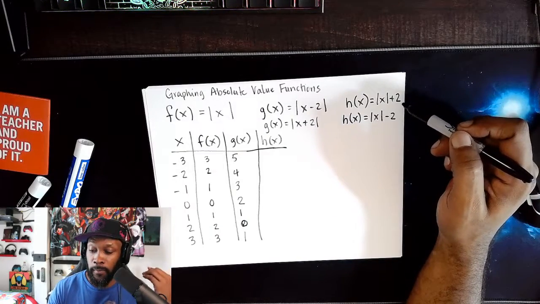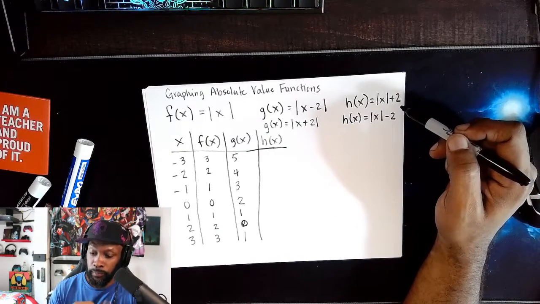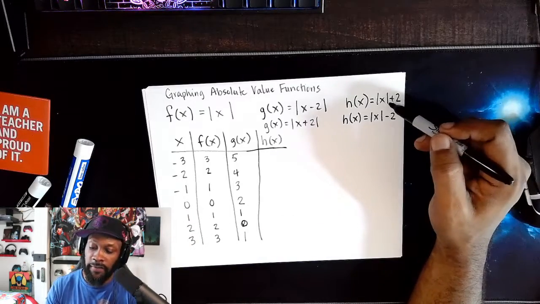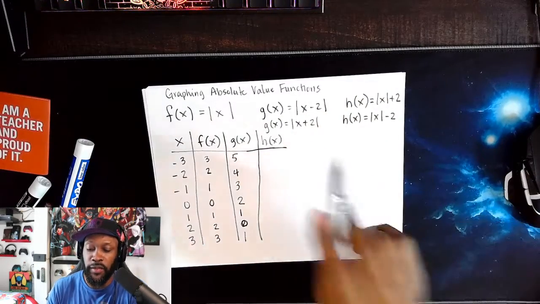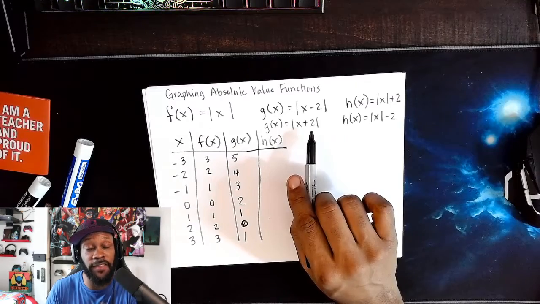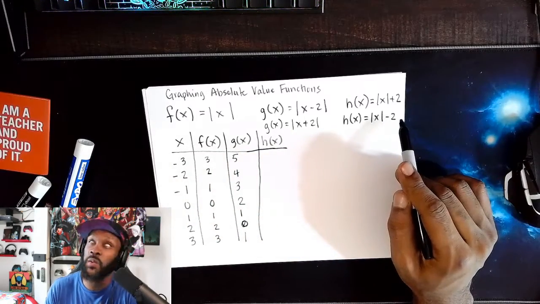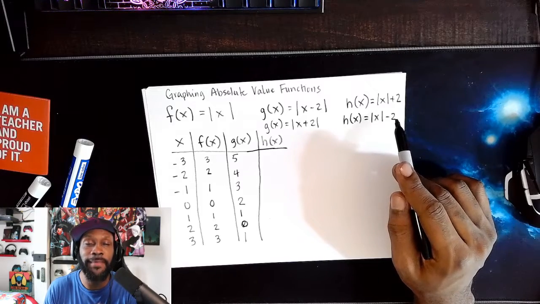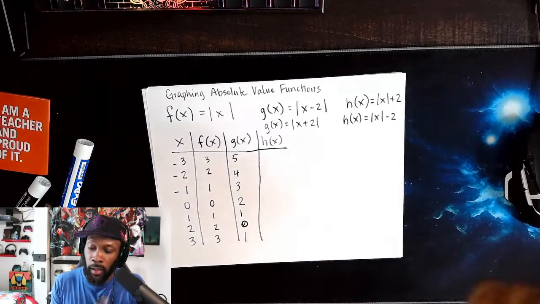Now, check out the location. Now we have a value, something happening outside of the absolute value symbol. So if the inside shifts left and right, then guess what the outside's going to do, people? Up or down.